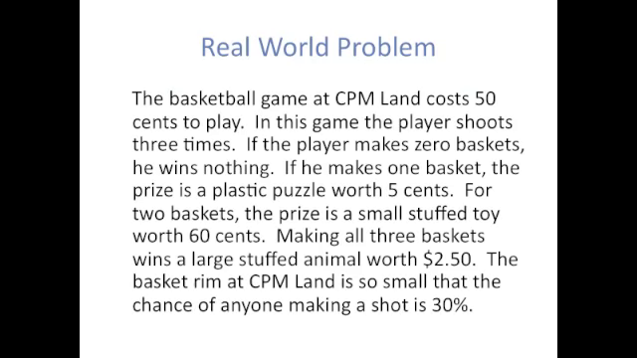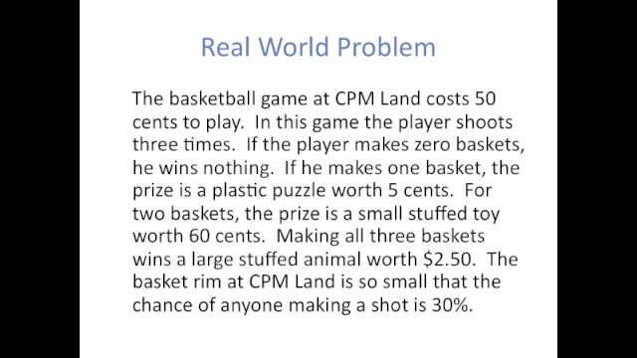The real-world situation we will be investigating today to explain how to solve a probability problem is the basketball game at CPM Land. It costs 50 cents to play. In this game, the player shoots 3 times. If the player makes 0 baskets, he wins nothing. If he makes 1 basket, the prize is a plastic puzzle worth 5 cents. For 2 baskets, the prize is a small stuffed toy worth 60 cents. Making all 3 baskets wins a large stuffed animal worth $2.50.